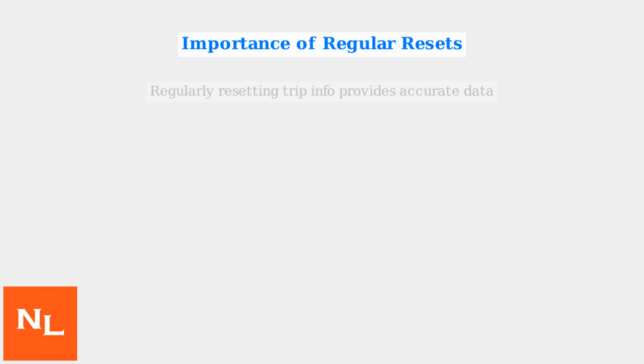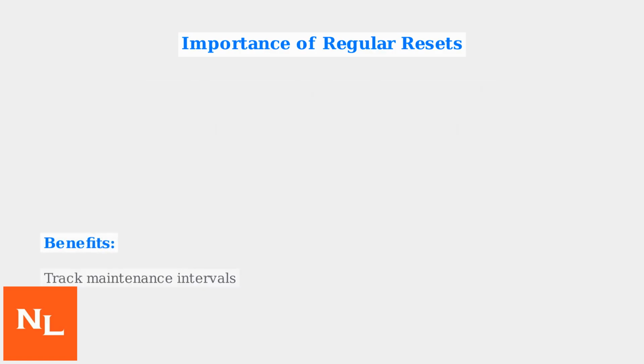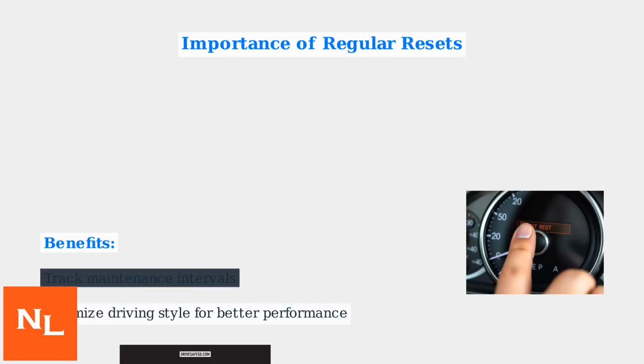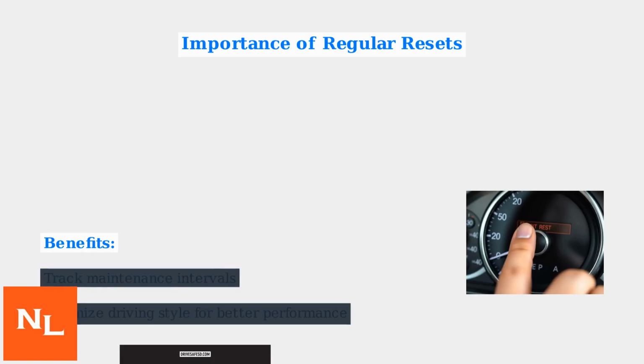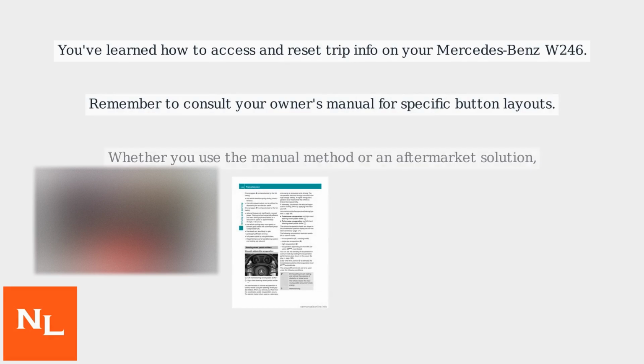Regularly resetting your trip info provides accurate data for monitoring fuel efficiency and driving habits. This is beneficial for tracking maintenance intervals and optimizing your driving style for better performance. You've learned how to access and reset trip info on your Mercedes-Benz W246. Remember to consult your owner's manual for specific button layouts. Whether you use the manual method or an aftermarket solution, keeping track of your trip data helps you manage your vehicle effectively.